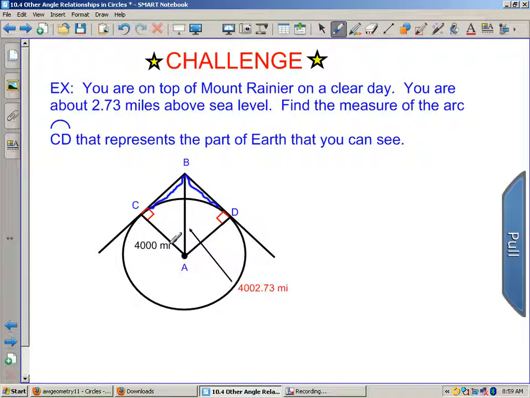I have the hypotenuse and the adjacent to angle A, so I know that I could use cosine. So the cosine of angle A, which is half of really what I need, is going to be the adjacent, which is 4,000, over the hypotenuse, which is 4,002.73.